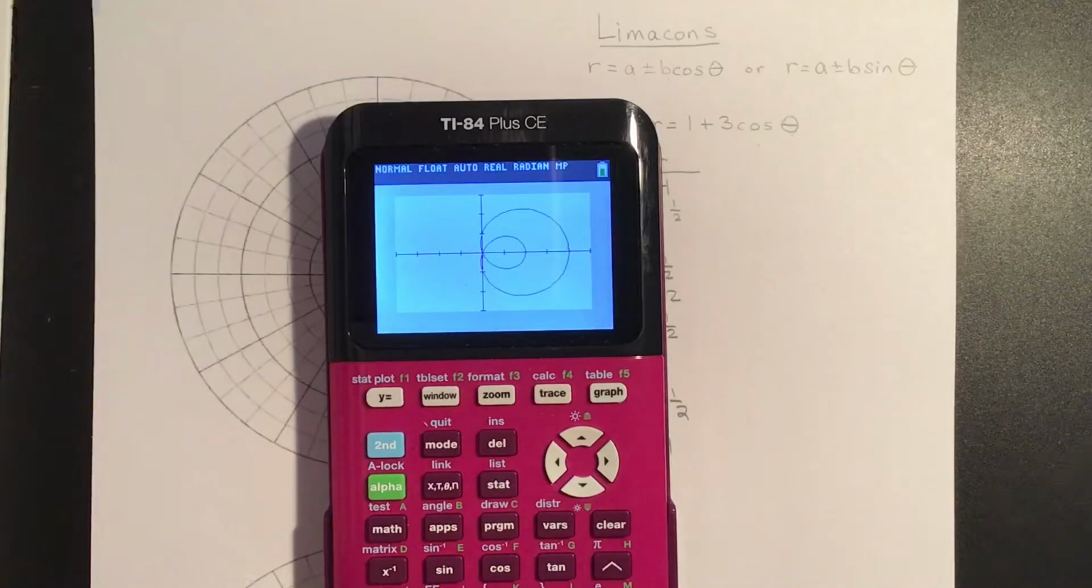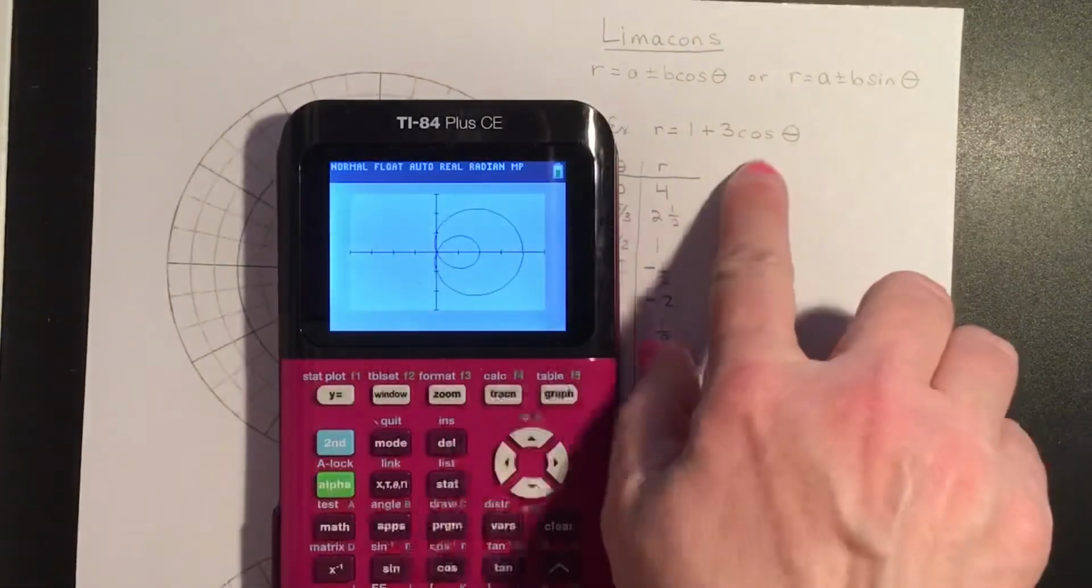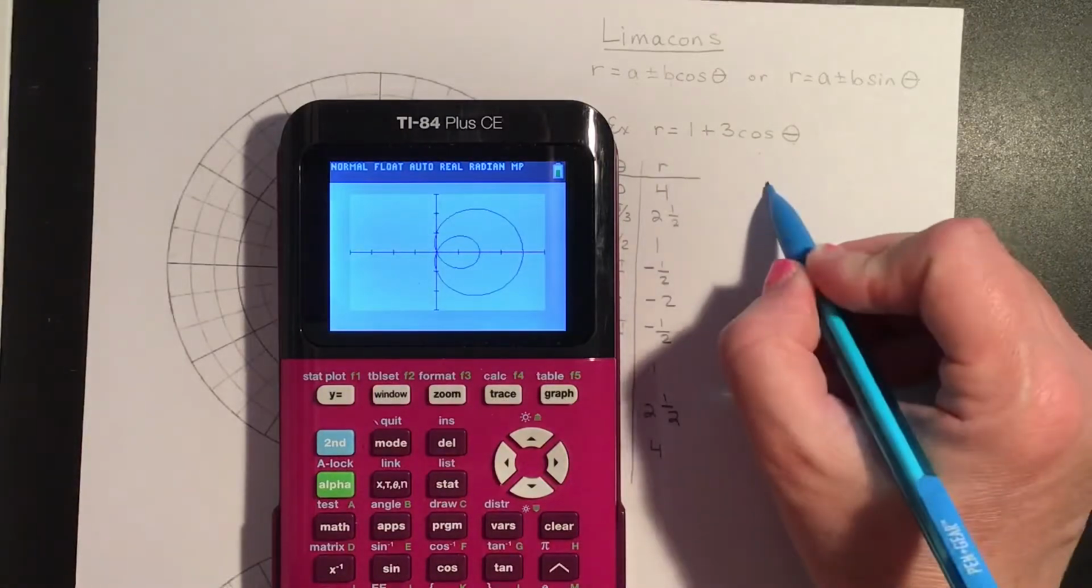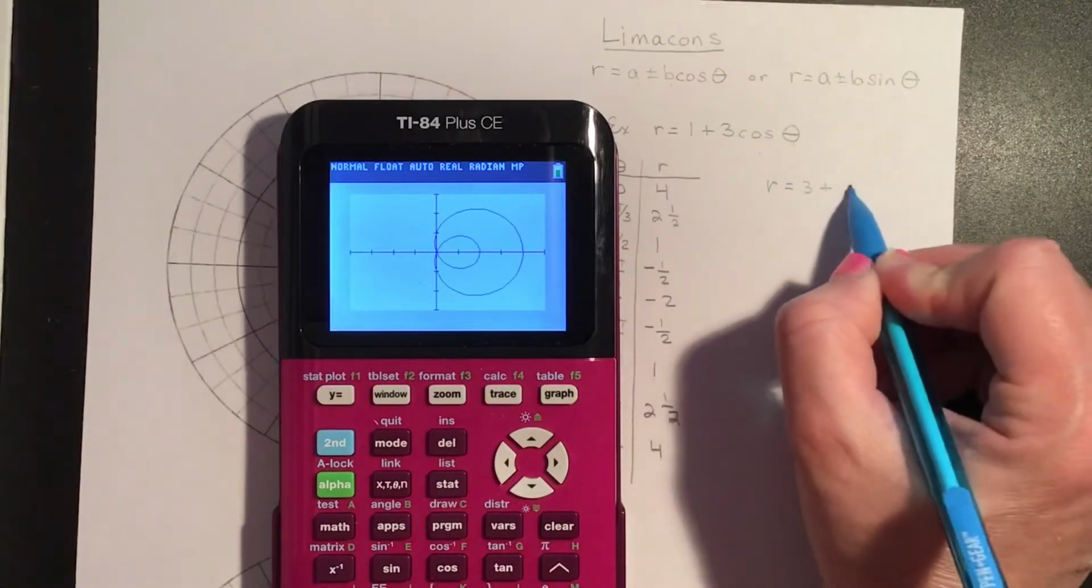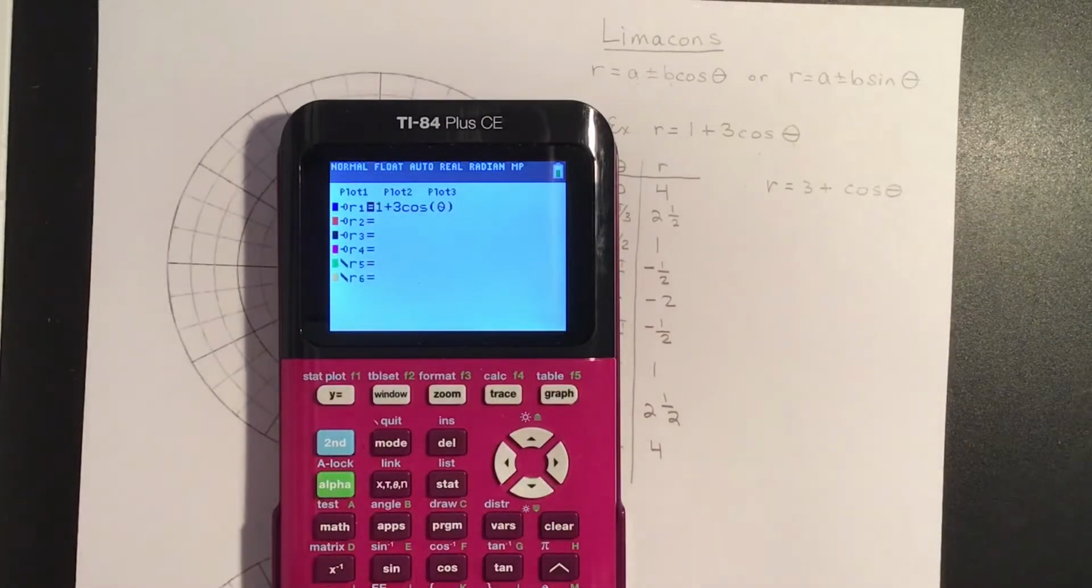Now the interesting part about this is we had a 1 plus 3 cosine theta. What if I had written it the other way? What if I had a 3 plus 1 cosine theta? So let's enter that in, 3 plus 1 cosine theta. You would get a graph that looks like this. There is no inner loop. That looks very close to circular.